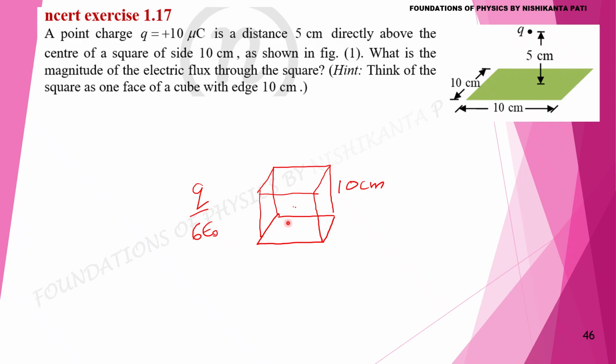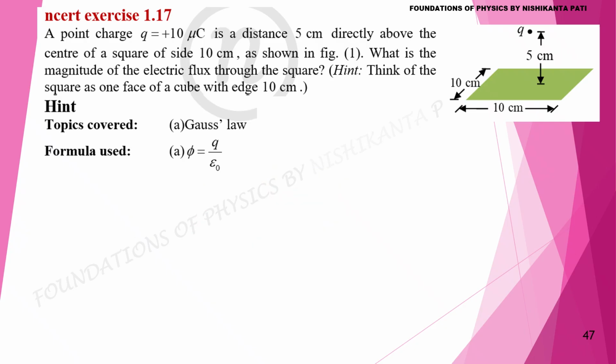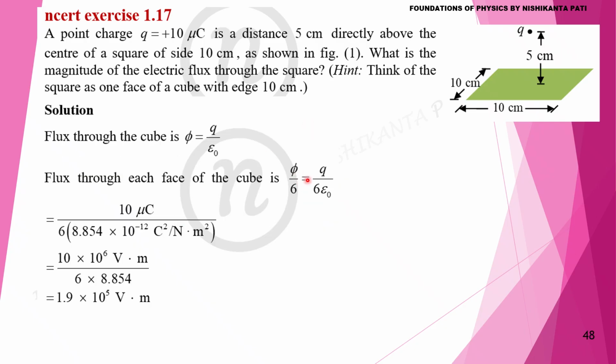So the flux through the base is also Q by 6 epsilon 0. Q is given, epsilon 0 you know, then putting the values we find the answer.